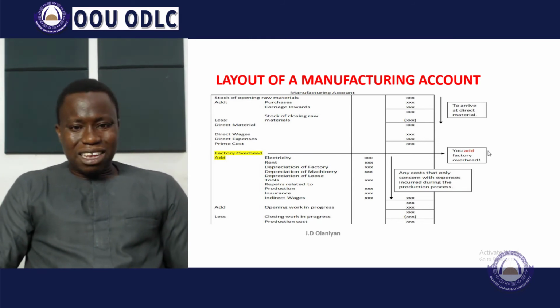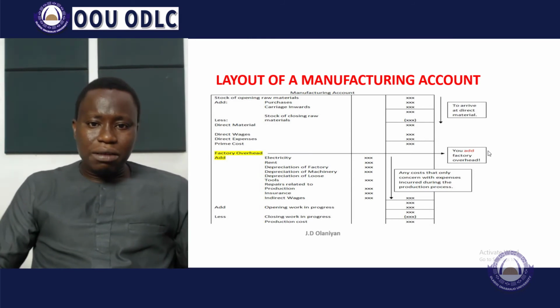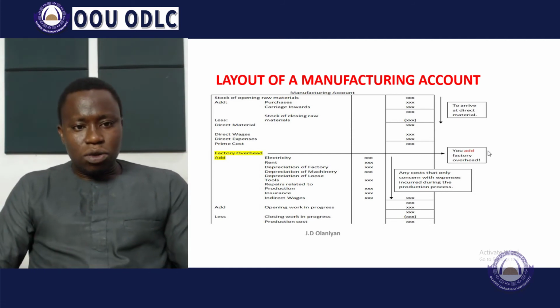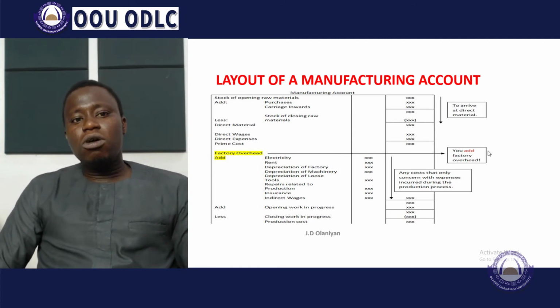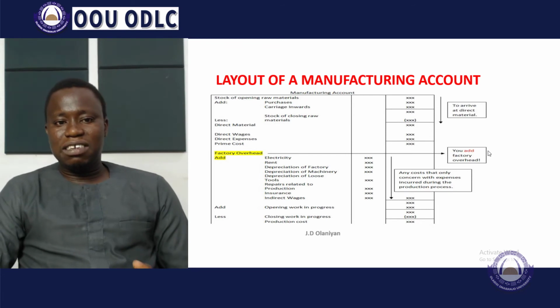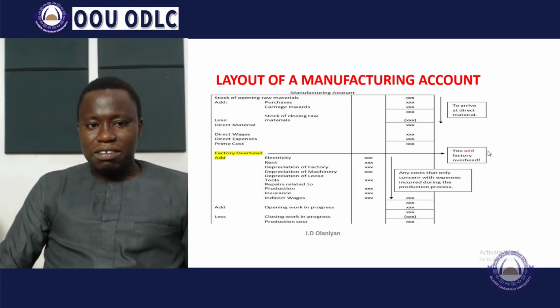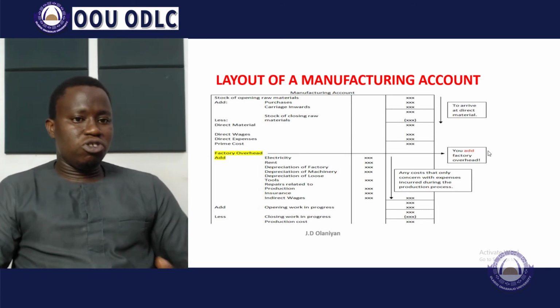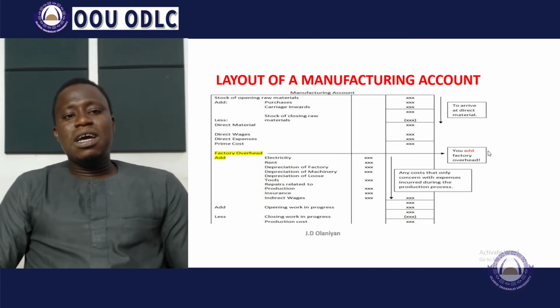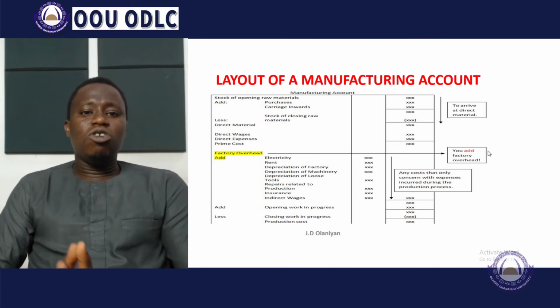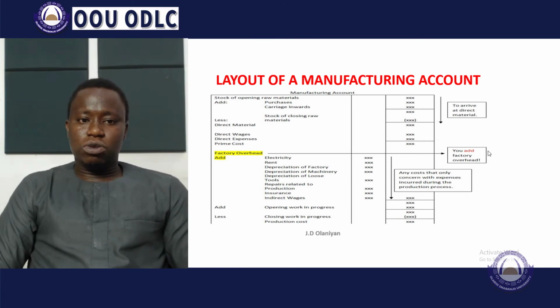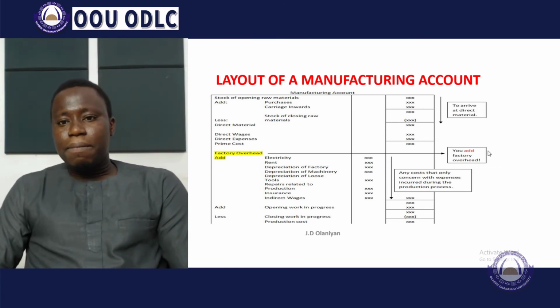Then if there are direct expenses as well, like your royalties, you include that, then the summation of all your direct expenses, that is the direct material, the direct labor. Direct labor could also be substituted for direct wages, direct labor and direct expenses. All of these together, as I earlier mentioned, are what we call the prime cost.